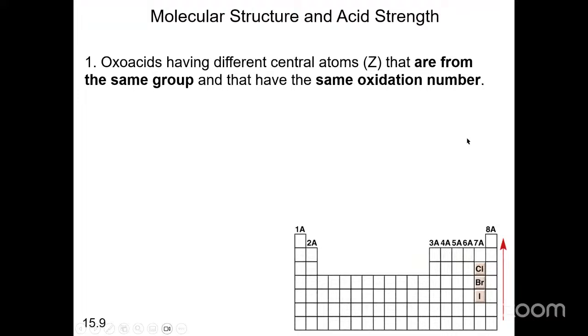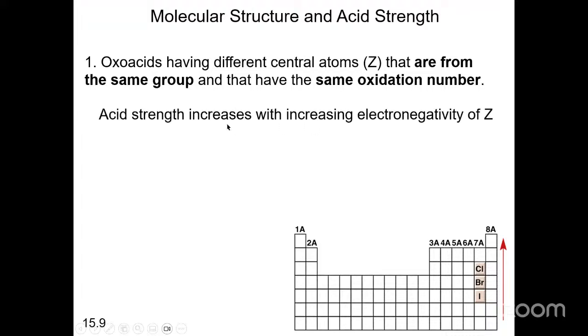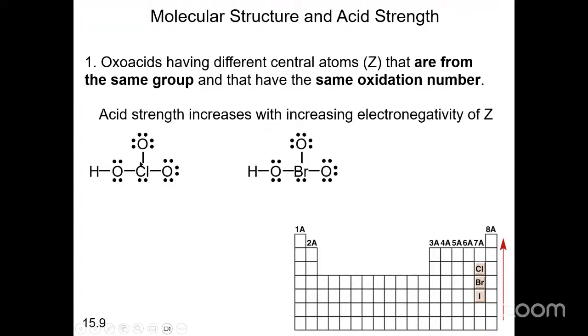So let's look at the electronegativity. Actually, let's look at the electronegativity first. If you have the atom from the same group, in the same position in a general structure, so in this particular case here, this is chloric acid, and this is bromic acid. The only difference between them is that you have a chlorine here and a bromine here, right?